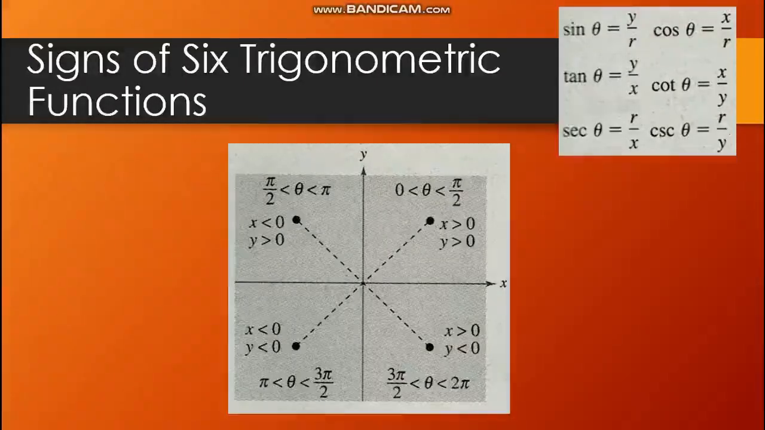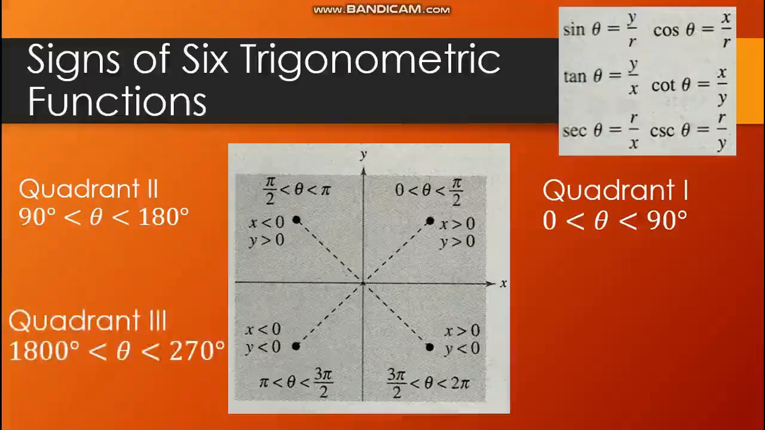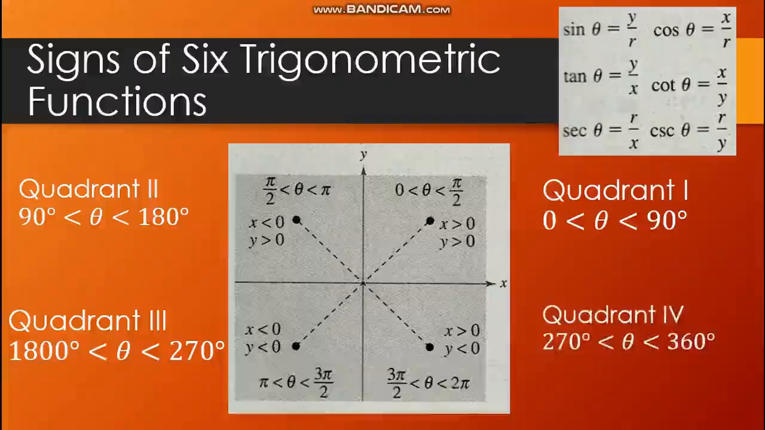Sa third quadrant naman, okay, kapag sa third quadrant, both x and y are negative. Sorry, quadrant 3 should be 180 degrees less than theta, less than 270 degrees. Should be 180 degrees. Okay? And for the fourth quadrant, x is positive, y is negative.